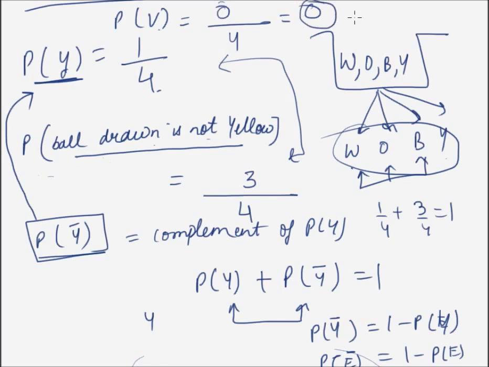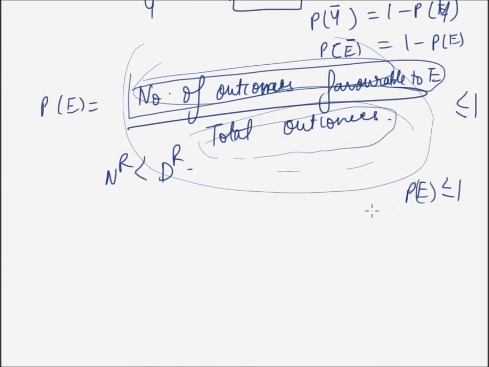Otherwise, it will be greater than 0. And the favorable outcomes can never be negative. So, the least possible value of the probability for an event is 0. So, we can say that probability can be 0 or can be 1 or in between 0 and 1, but can never be less than 0 or greater than 1, and hence this result.